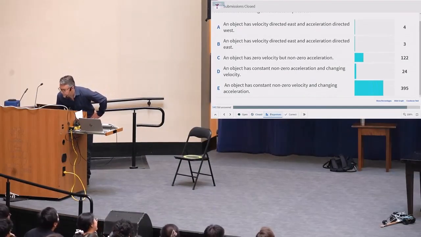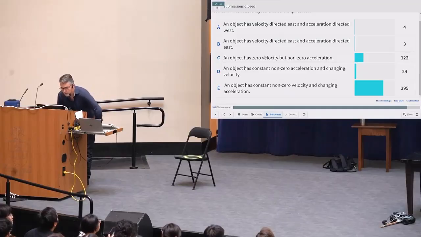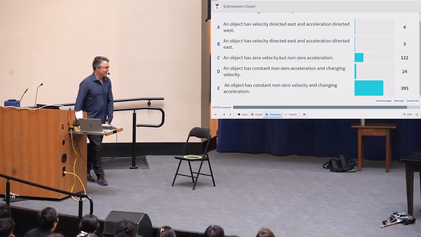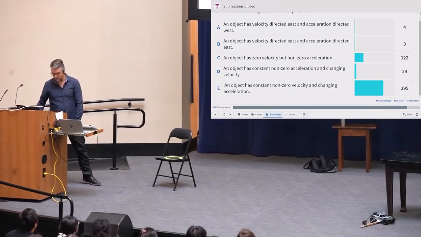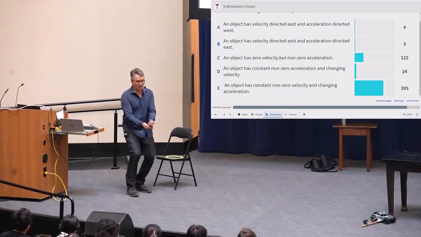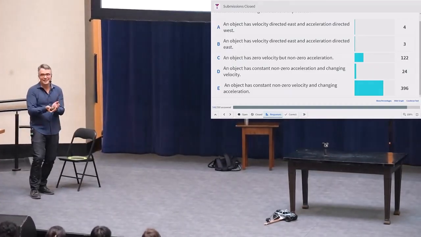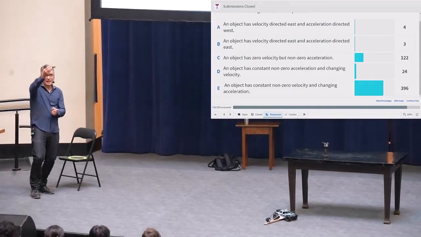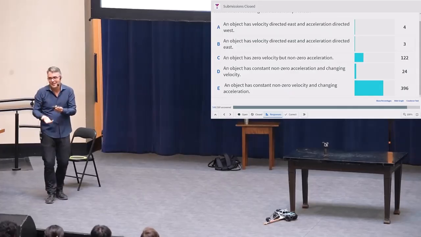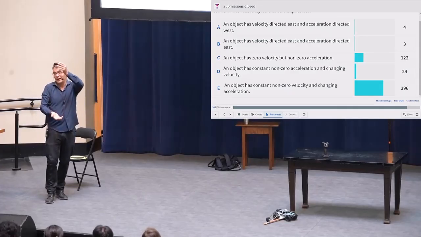Survey says E, and the other one was C. An object has 0 velocity but non-zero acceleration. So the one that I like to use for an example for that, we'll talk more about this, is when something's traveling upwards, and if it goes directly up and then stops at the top of its path, the question is, is it accelerating? And I would say that it's accelerating the whole time.